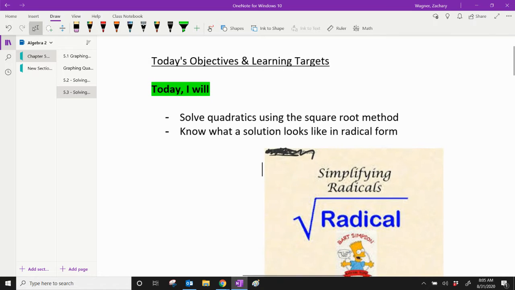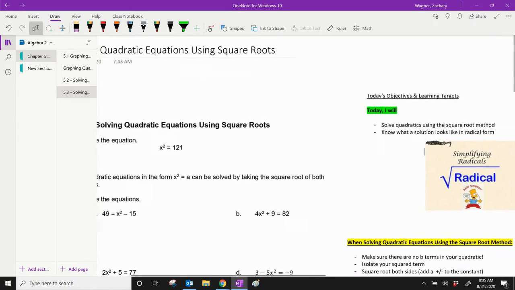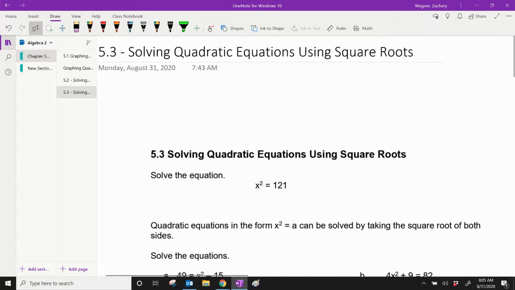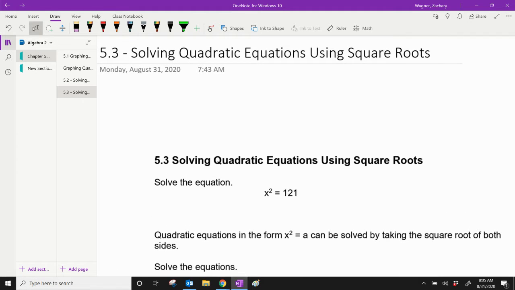We're moving on to Unit 5, Quadratics. Today's objectives and learning targets: today we will solve quadratics using the square root method. We will know what a solution looks like in radical form and how to simplify said radical. We have been solving quadratics last week via factoring. We're adding another tool to that toolbox of how to solve quadratics. 5.3, this is solving quadratics using square roots.